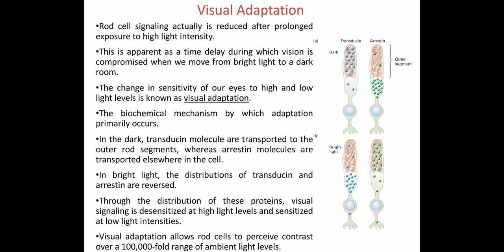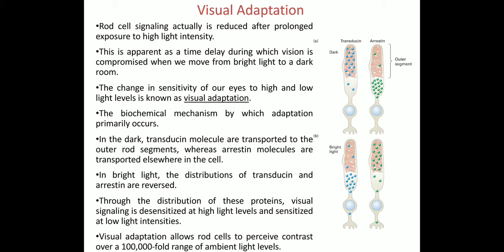Rod cell signaling is reduced after prolonged exposure to high light intensity. This is apparent as a time delay during which vision is compromised when we move from bright to dark light. The change in the sensitivity of our eyes is called visual adaptation.